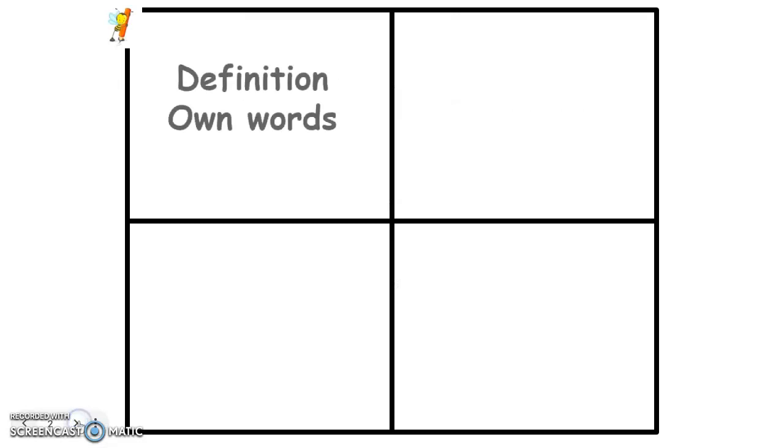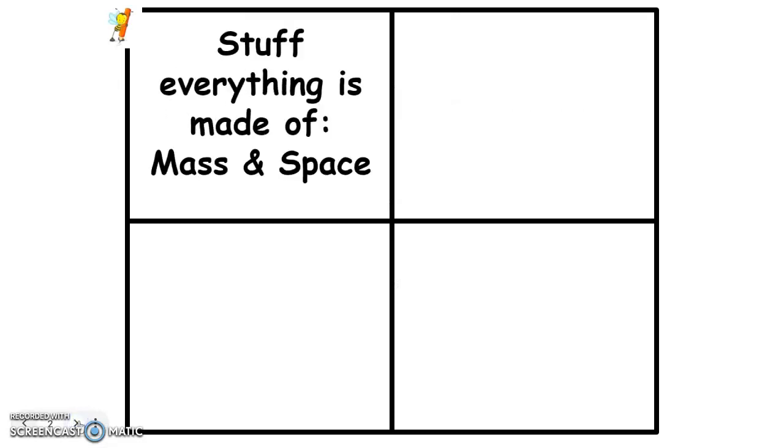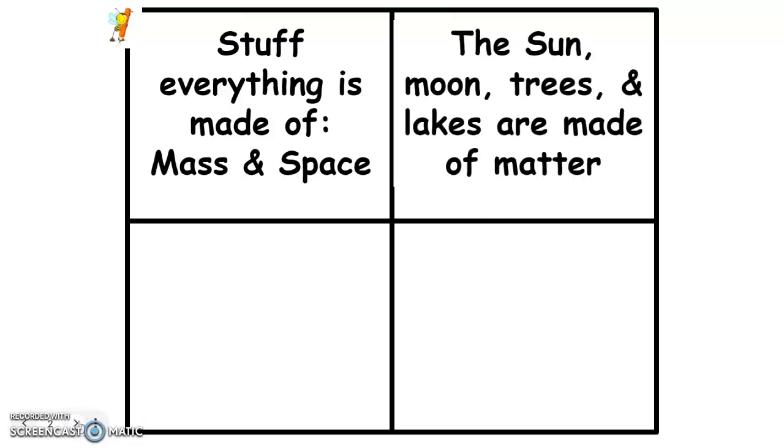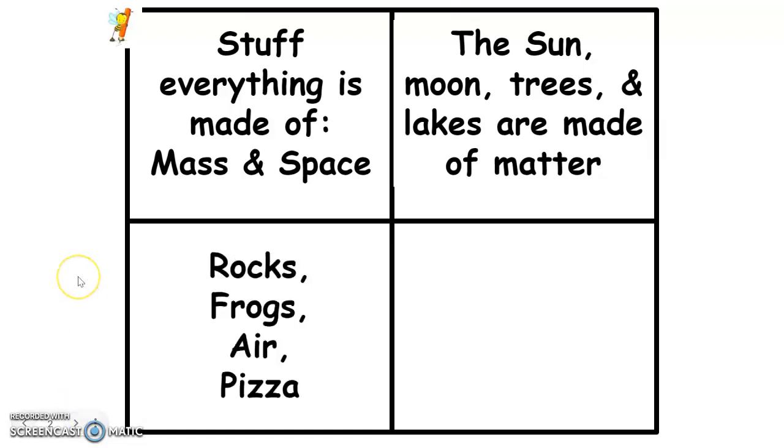Alright, so just a refresher of what is matter. Matter is everything that's made of mass and space. So it has mass and it takes up volume. The sun, moon, trees, lakes are made of matter. So anything that has mass and takes up space. Some examples would be like rocks, frogs, air, pizza. Anything that you can think of that has mass and takes up space is matter. And even you matter.